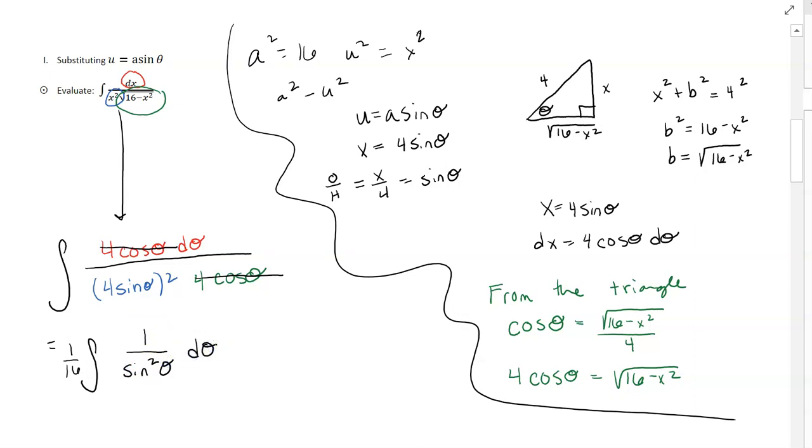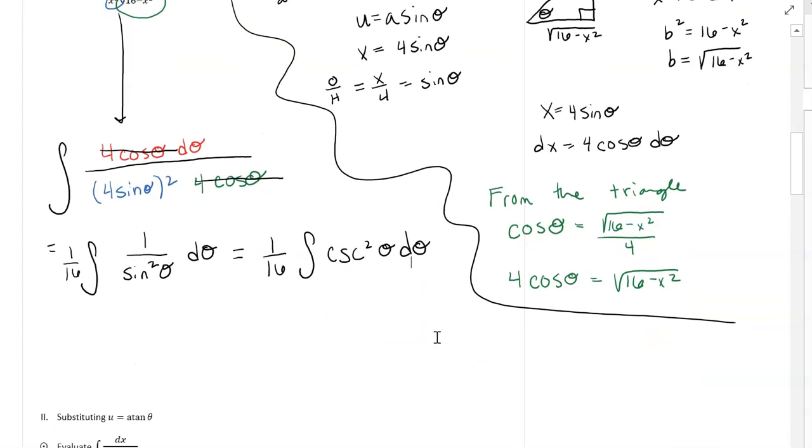And I'm going to see what I can do to integrate this. Can I use trig rules from Cal 1? Can I use the concepts that we looked at in the previous section with powers of trigonometric functions? What do I know and what can I do? Well, I don't know an integral for sine squared of theta right off the top of my head, but 1 over sine squared of theta is the same thing as cosecant squared of theta. And that is a very common integration rule that you should know from Calculus 1.